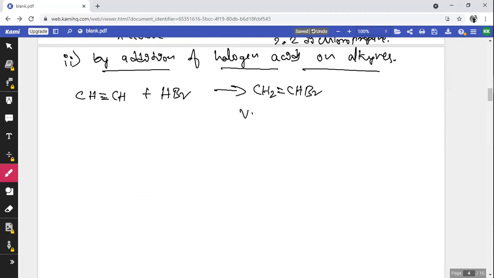This is in general known as vinyl bromide. And this vinyl bromide on further treating with HBr gives CH3CHBr2, that is 1,1-dibromoethane.